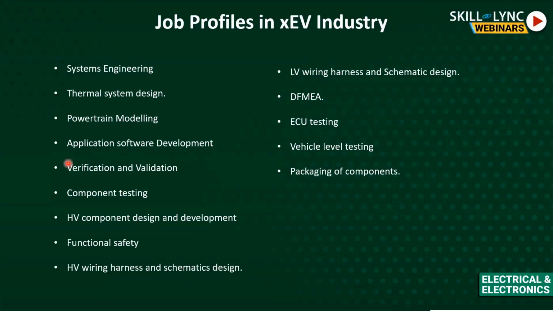Next one is the verification and validation. The verification and validation engineer will read the requirements and create different scenarios, and he will verify whether the software developed by the application engineer is working properly or not. Next one is component testing. The component testing engineer will get the individual components. He will test all these components on the bench rather than on the vehicle. Let's say the DC-DC converter is supposed to deliver 1.5 kilowatt of power. He will just put a load of 1.5 kilowatt on the bench, and test whether it is supplying it or not, whether it is violating any of its limits, like whether it is crossing its temperature limit or not. So that is the purpose of the component testing engineer.